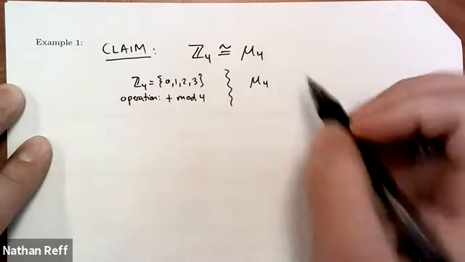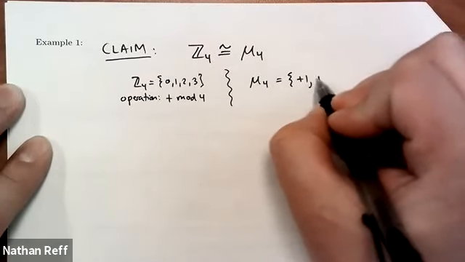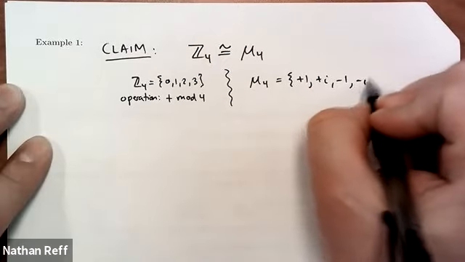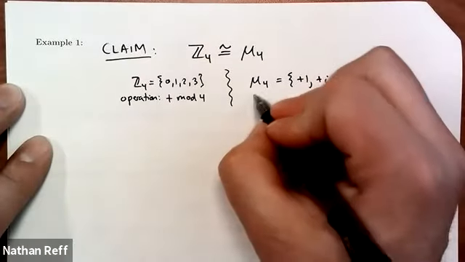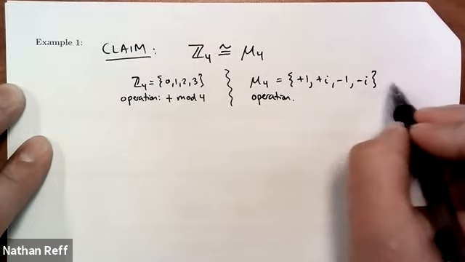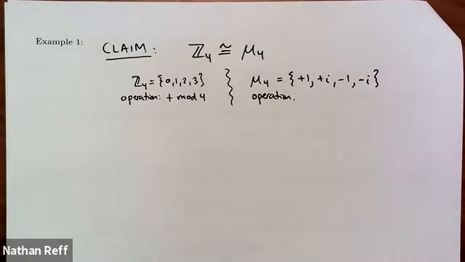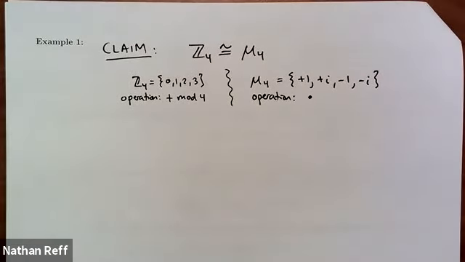Mu4, do you remember that this is the 4th roots of unity? So this will be 1, i, -1, -i. Okay. And what's the operation here? This is thought of as a subgroup of the complex numbers under multiplication, right? So this is just multiplication. Okay. So my claim is that these are isomorphic.